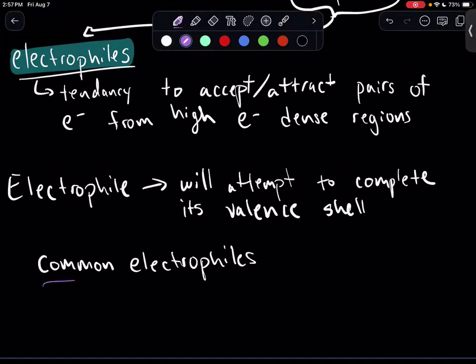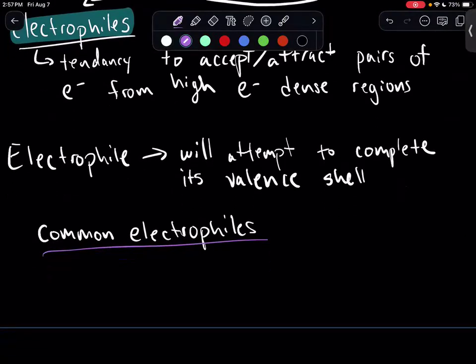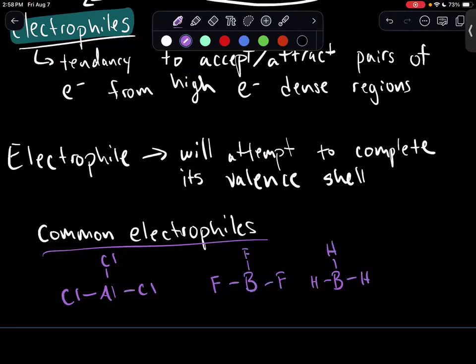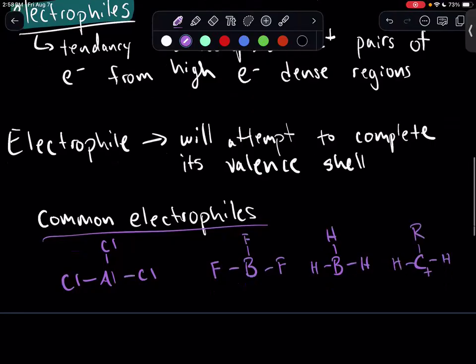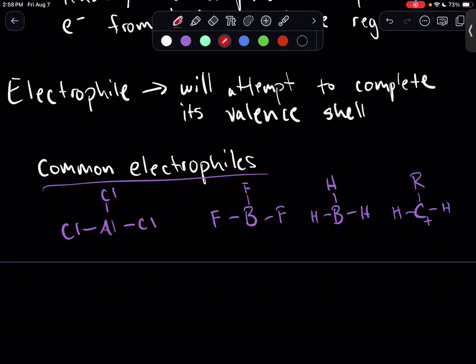Knowing that this is an incomplete valence shell, some of the basic ones are aluminum trichloride. Aluminum here has that incomplete octet. Or boron trifluoride or trihydride, both exhibit incomplete octets. Or what we discussed very briefly, some type of carbocation will often have an incomplete octet. So all of these are electrophiles by incomplete octets.